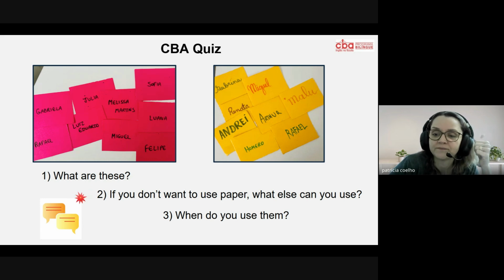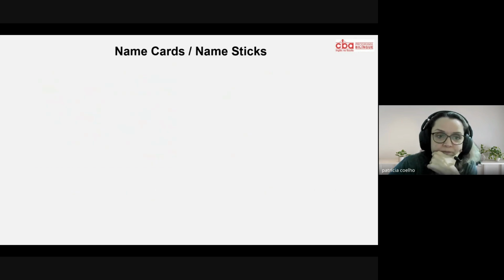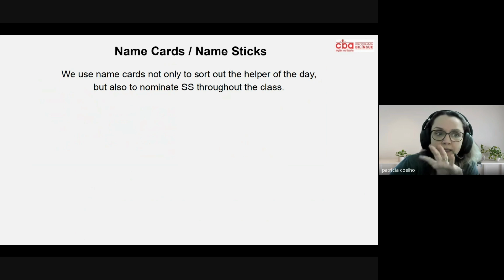Sorting the helper, games, helper routine. Julia: to read sentences, to answer questions. Choose the helper of the day. To ask students to give an answer, Patricia said. Hangman. All right.